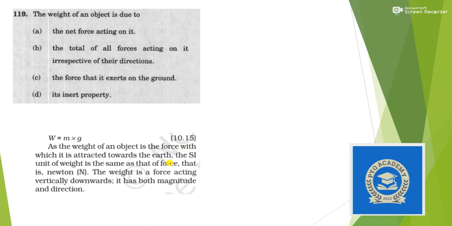The weight of an object is due to the net force acting on it, the total of all forces acting on it, the force that it exerts on the ground, or its internal property. We know the formula of weight is mass into gravity. Suppose this is some person standing here. The first option is the net force acting on it. Anything's weight is measured, suppose on a weighing machine; when we stand on this weighing machine, it will show our weight.